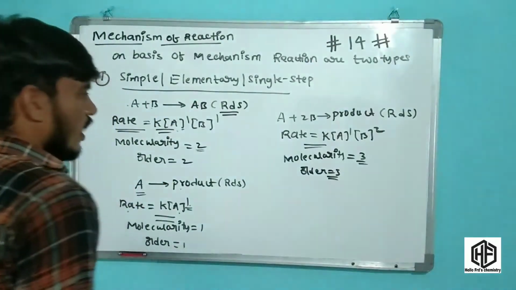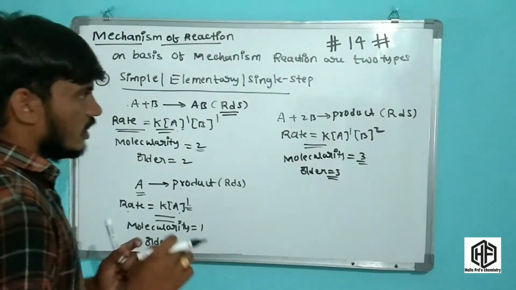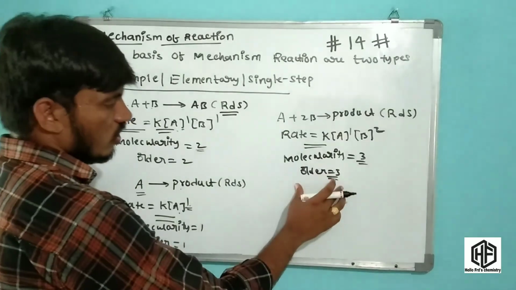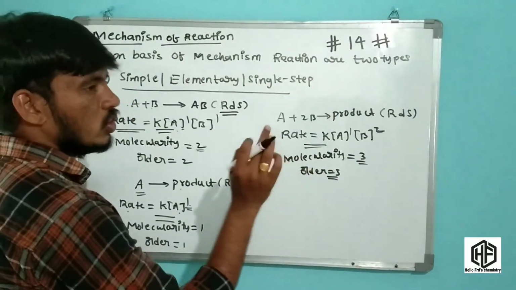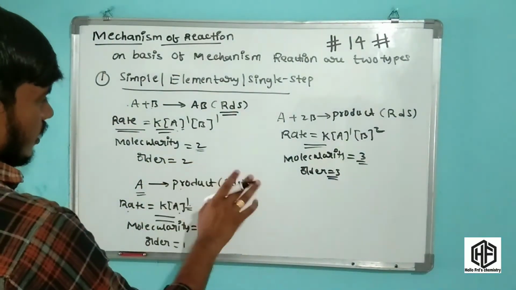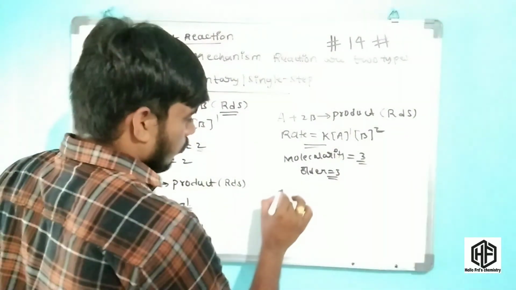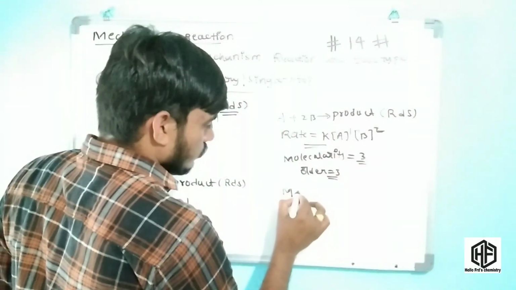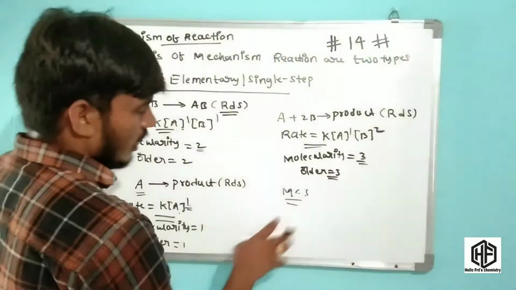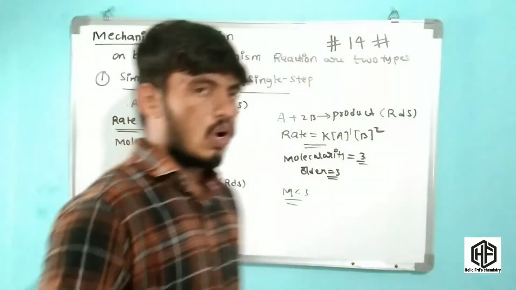Okay friends, generally for all elementary or single step or simple reactions, molecularity is equal to the order of the reaction, except for pseudo order reactions. This is the basic introduction and basic concept of the simple or elementary or single step reaction. One more important point: molecularity greater than 3 cannot be an elementary chemical reaction. That reaction is called a complex reaction.